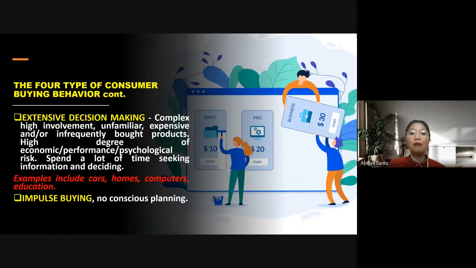Nagulat ka lang or nabigla ka lang kasi nakita mo mura yung presyo or biglang nag-pop up sa screen mo na 599 lang or buy one take one. That's why you purchase it without planning. So that's what we call impulse buying.